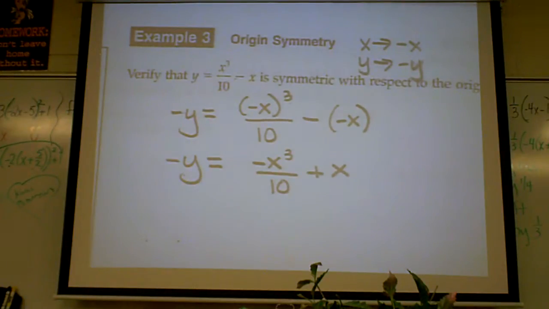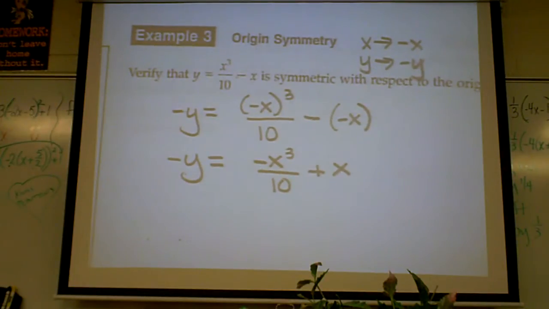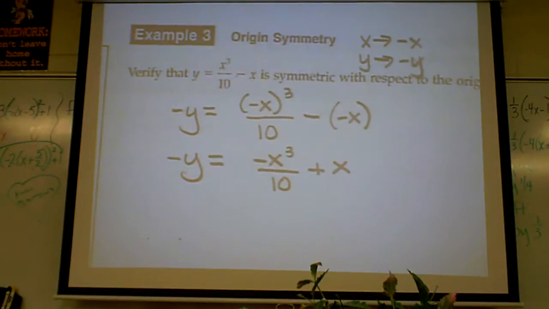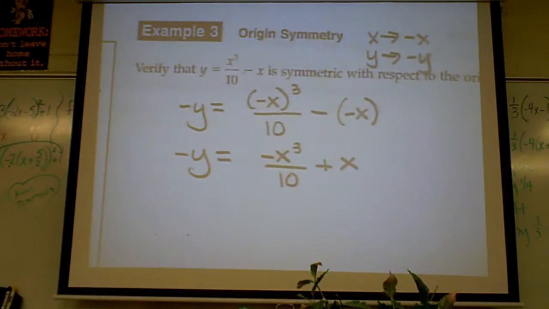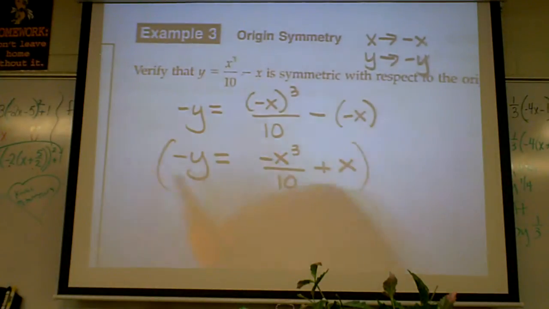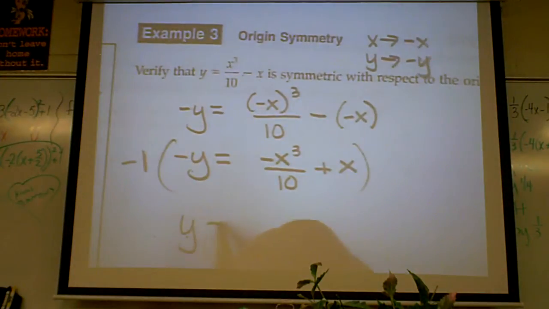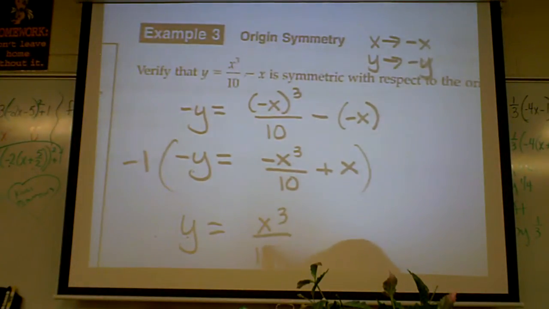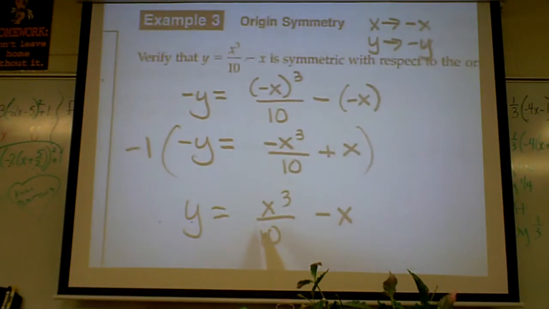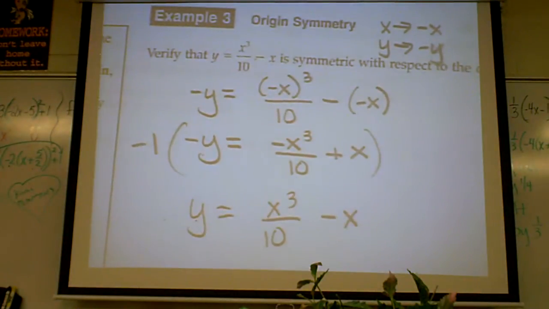No. Now this is where you're going to want to be creative. Could I do something to this problem and try to get it like that one? If I multiplied the whole thing by -1, what would happen to this problem? And go back to original. And now we are identical to that. So yes, it is symmetrical to the origin.